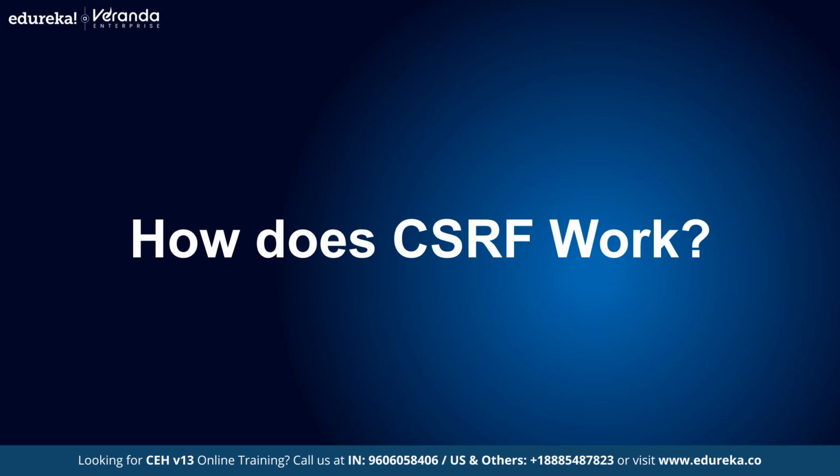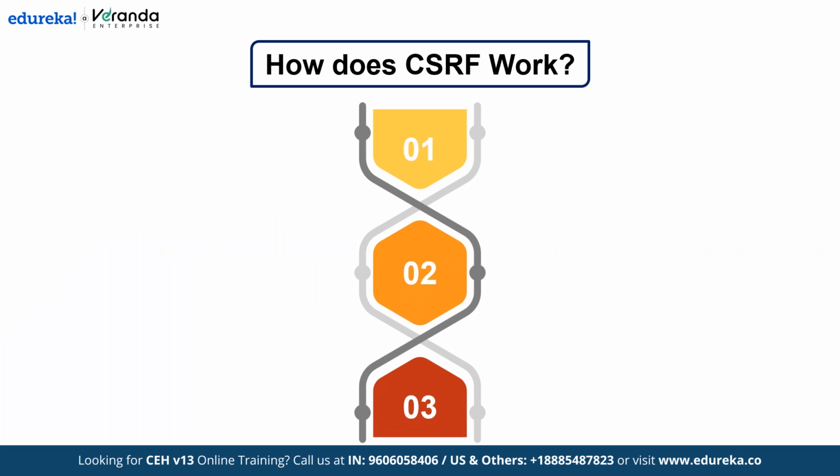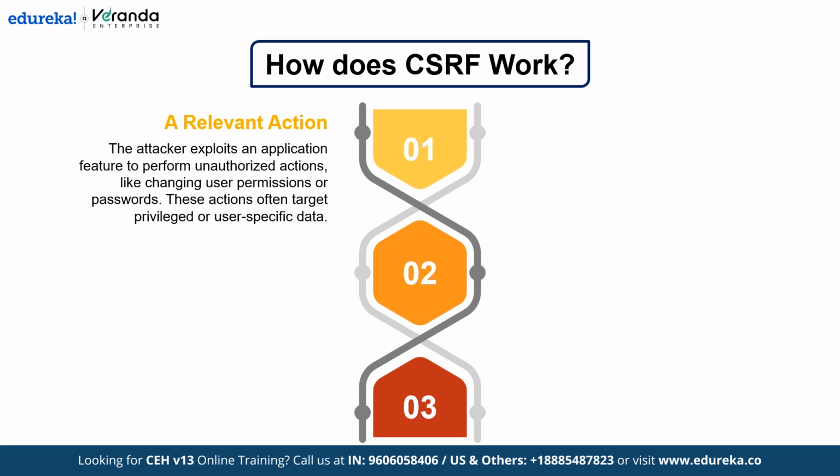For a CSRF attack to be possible, three key conditions must be in place. First, a relevant action. There is an action within the application that the attacker has a reason to induce. This might be a privileged action such as modifying permissions for other users, or any action on user-specific data such as changing the user's own password.